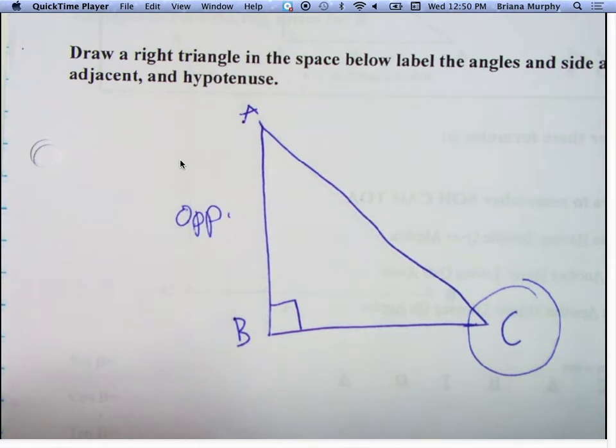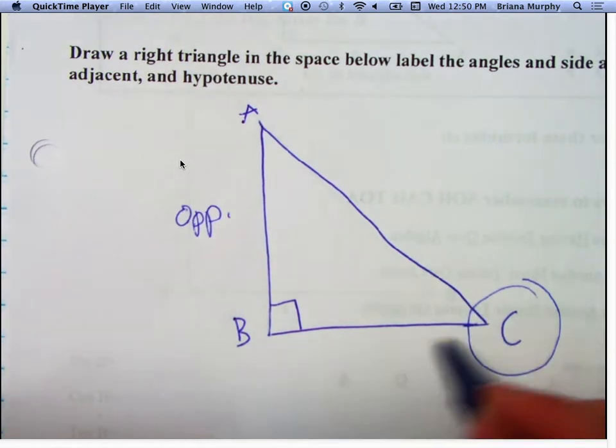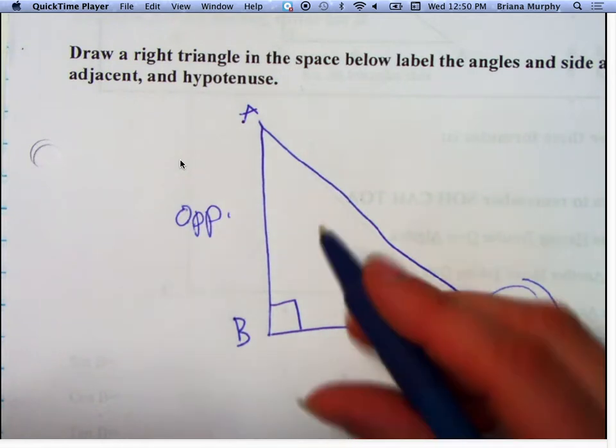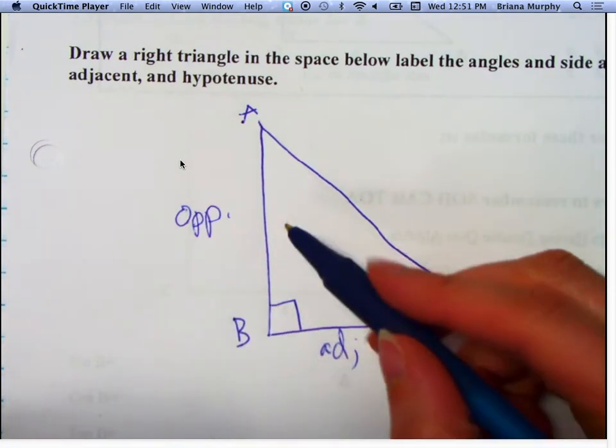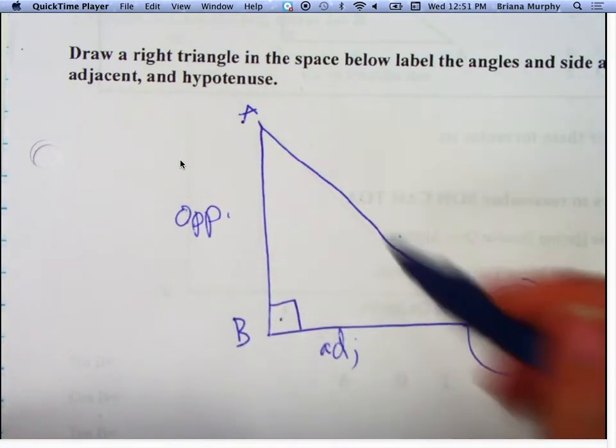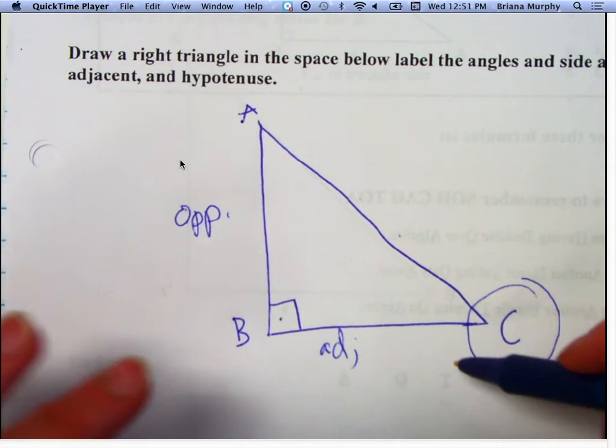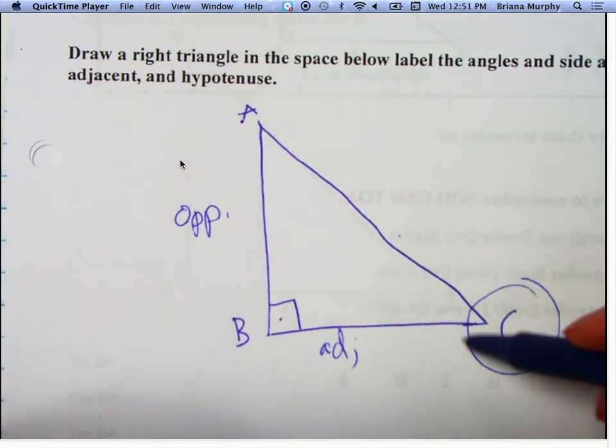Adjacent means next to. Okay? This side down here is my adjacent. And across from my 90-degree angle, and it also shares part of the side with the angle of C, is my hypotenuse.